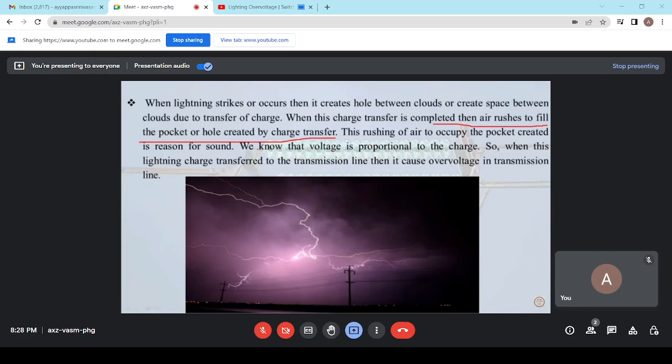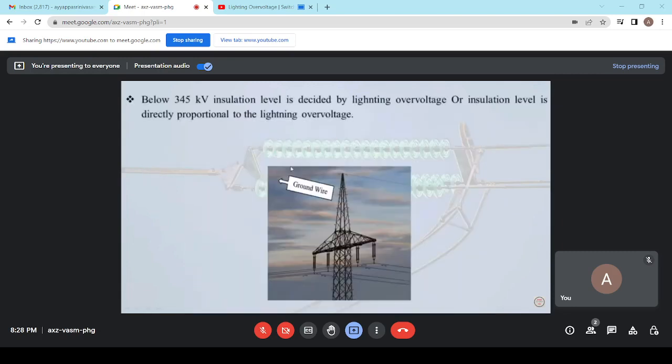When this lightning charge strikes the ground, then it may damage our transmission line. Because when this lightning strikes the transmission line, then it transfers its charge to it. Or we can say charge is transferred from lightning to our transmission line, and we know that voltage is directly proportional to charge. That's why lightning is responsible for over voltage in transmission line. Below 345 kilovolts, insulation level is directly proportional to the lightning over voltage. Or we can say that below 345 kilovolts, insulation level is decided by lightning over voltage.